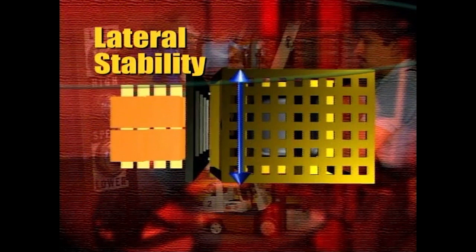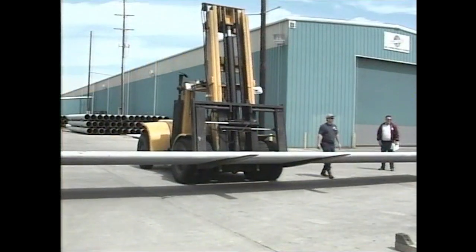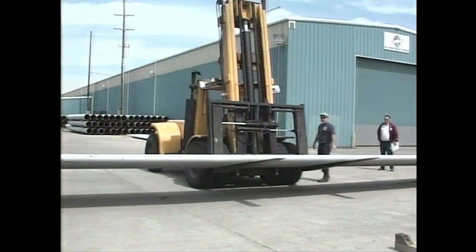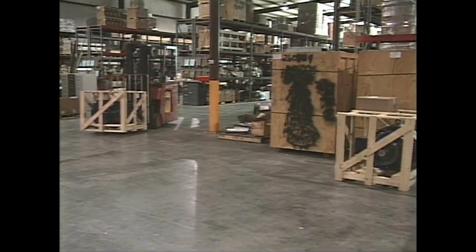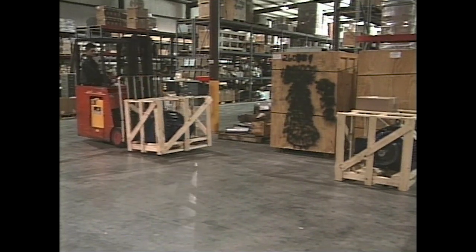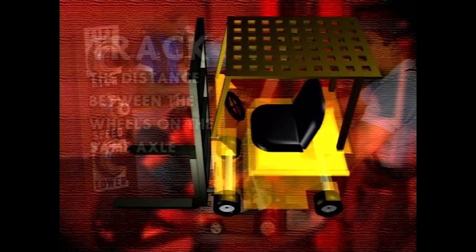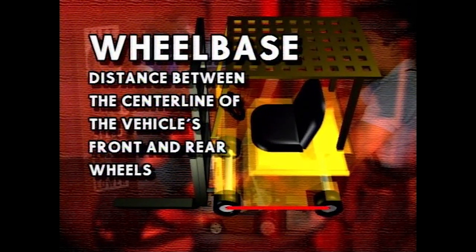Lateral stability on forklifts can be viewed as wide or narrow equipment. If you have a wide-track vehicle, your lateral stability is much greater than a much narrower type forklift. This means that narrow vehicles have much less lateral stability and can tip over sideways more easily than wide-track vehicles. The term track is simply the distance between the wheels on the same axle of the truck. Wheelbase is the distance between the center line of the vehicle's front and rear wheels. Don't become confused with this terminology. Just understand the basic principles of the equipment.